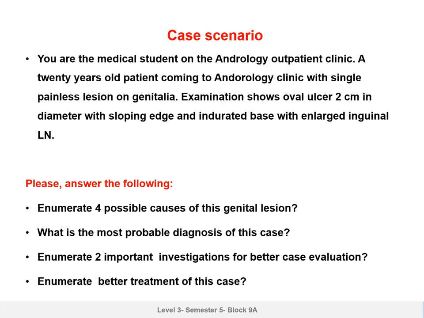Possible investigations: dark field microscopic examination, indirect fluorescent antibody test, PCR, and serological tests in all chancres, tissue biopsy, and the Gram stain. Treatment, as we said before: benzathine penicillin 2.4 million units intramuscular single dose, or procaine penicillin 1.2 million units intramuscular for 10 days. The alternatives to penicillin: doxycycline 100 milligram, tetracycline 500 milligram 4 times per day for 14 days, azithromycin as a single dose.